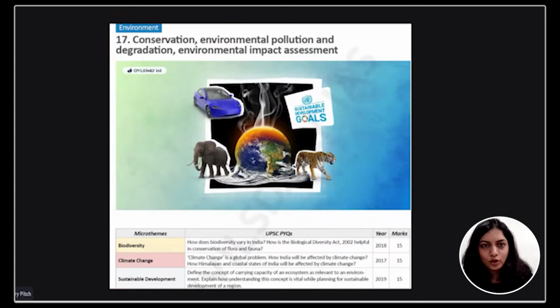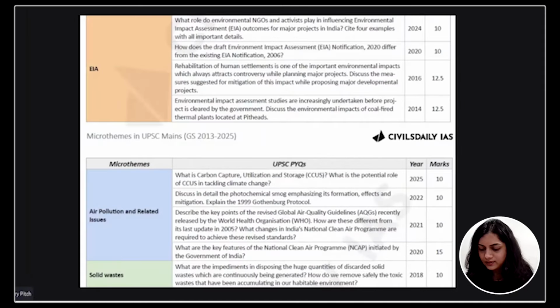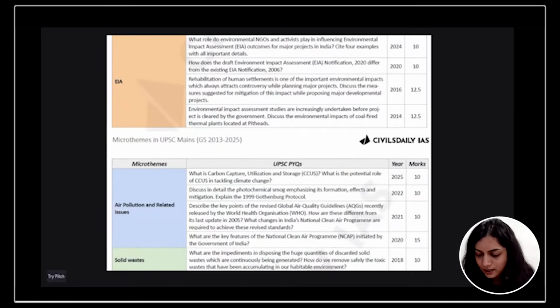Look, here there are 17 topics: environmental pollution, environmental impact assessment. Look how each micro theme is identified here: biodiversity, climate change, sustainable development, what year, how many marks, what question has been asked. Okay, moving ahead. See this important topic of ours, environmental impact assessment: 2014, 2016, 2020, 2024, 10 to 12 markers, 12.5 marks.